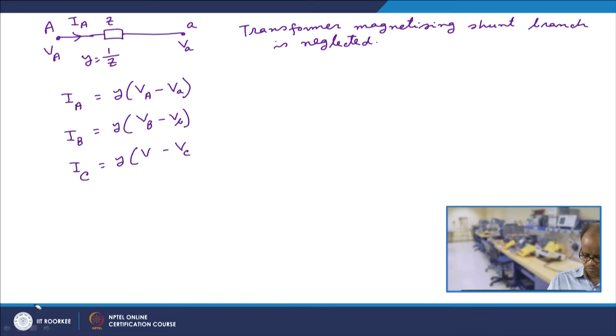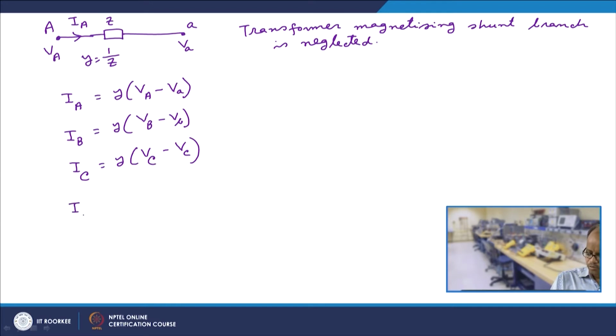Unfortunately for capital C and small c, there is not much of a difference in shape, there is only a difference in size. So, you should be a little more careful. So, I A is equal to Y into V A minus V a, and I B is equal to Y into V B minus V b, capital B. So, this is the primary side, this is the secondary side, and we are calculating everything in per unit.